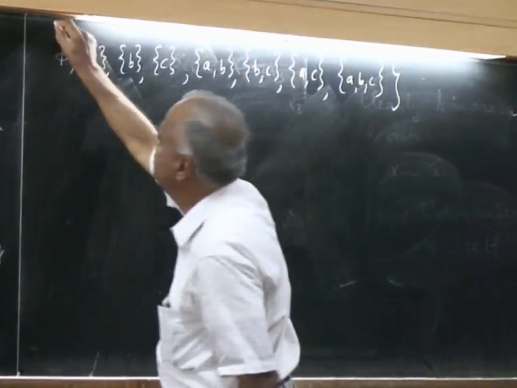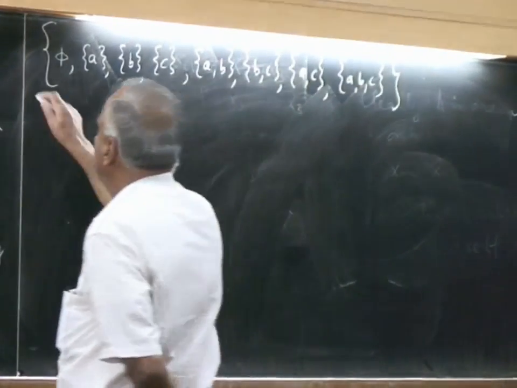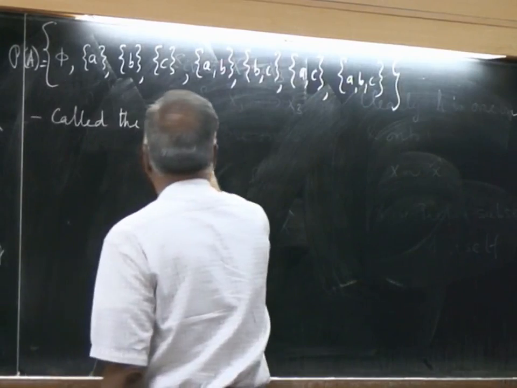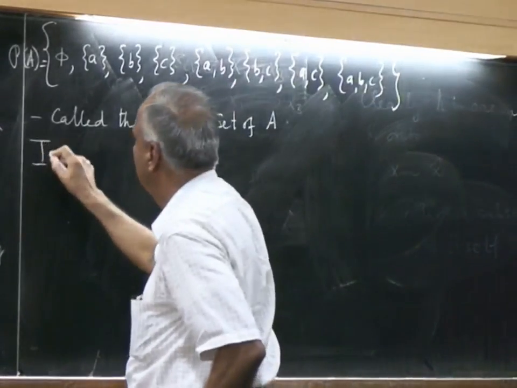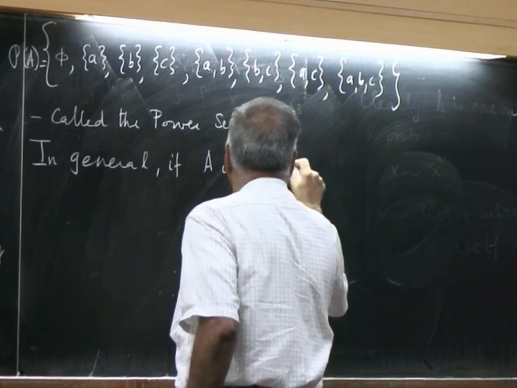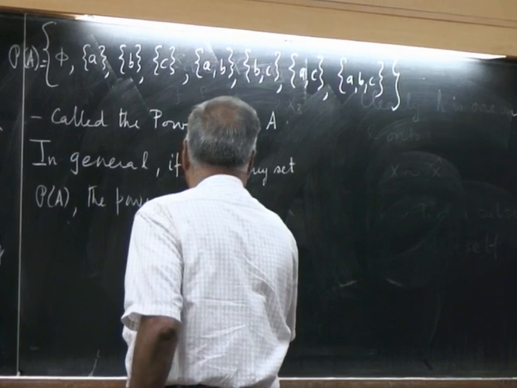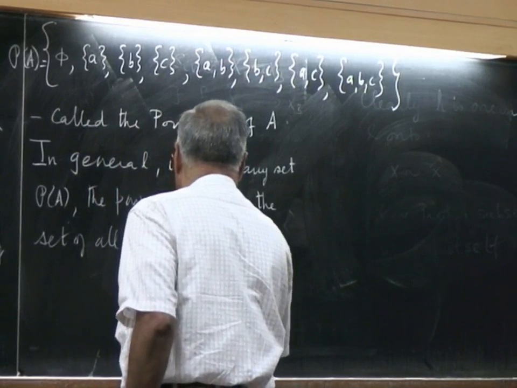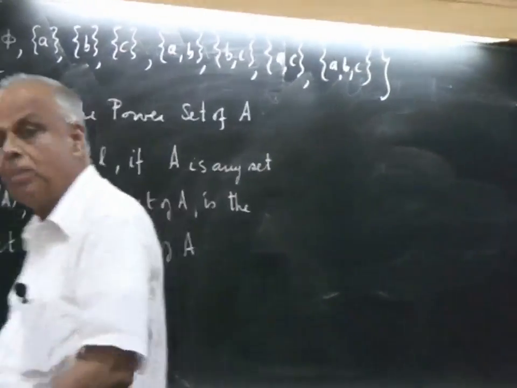Now, I am going to make a set consisting of all these sets. The elements of the set are subsets of A, and this we denote by P(A), and this is called the power set of A. So, in general, if A is any set, P(A), the power set of A, is the set of all subsets of A. So, the elements themselves are sets. Which set? Subsets. Subsets of what? Subsets of A.